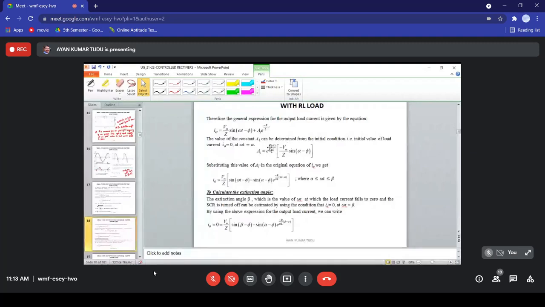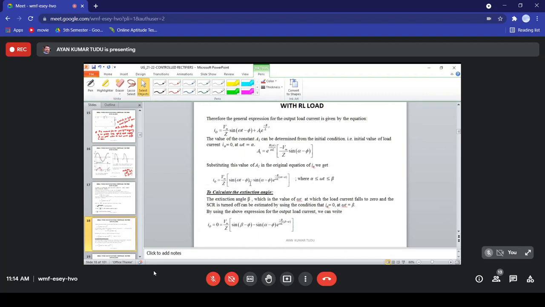As you can see, this is the expression that we are getting. There's e to the power R into R alpha by omega L into minus of Vm by Z sine of alpha minus pi. And if you substitute this expression in here, what we get is I0 equal to Vm by Z sine of omega t minus pi minus sine alpha minus pi into e to the power minus R by omega L into omega t minus alpha, where alpha is less than or equal to omega t less than or equal to beta. Okay, this expression can be found out.